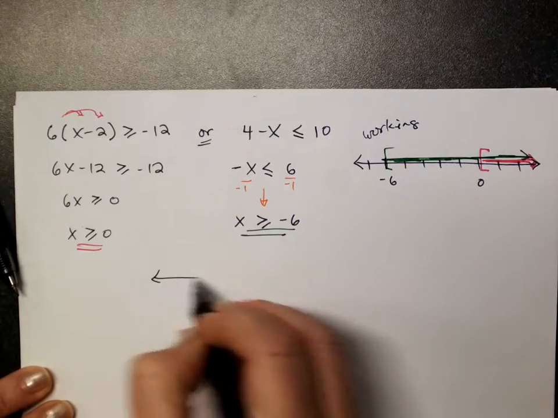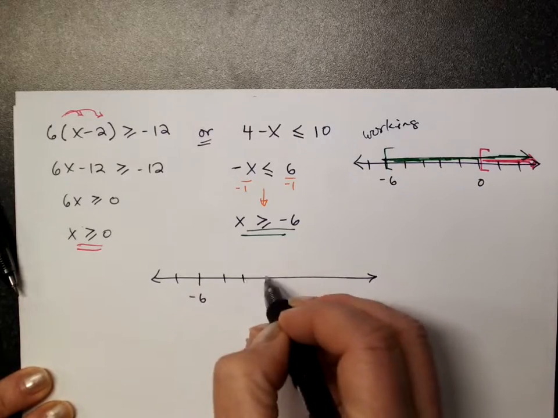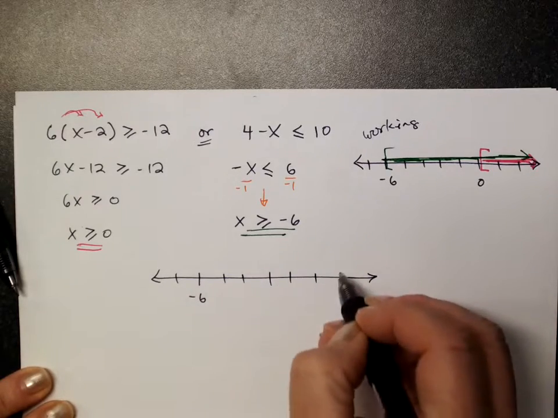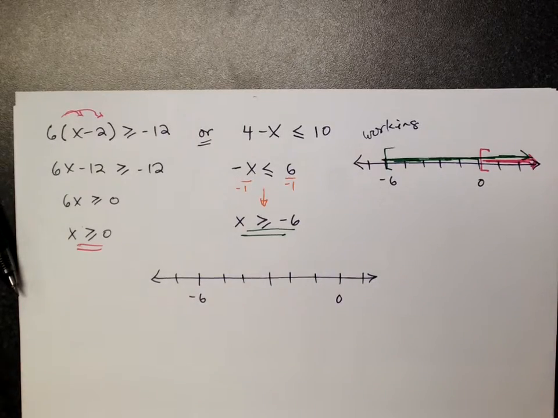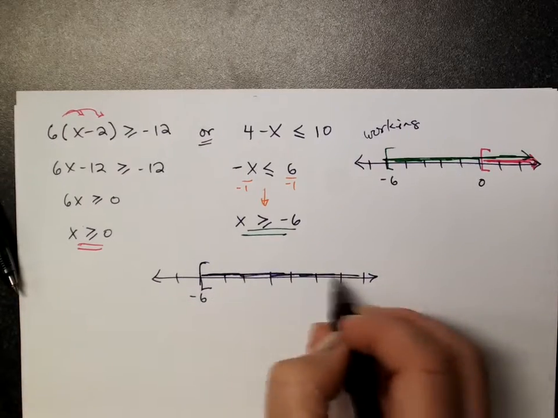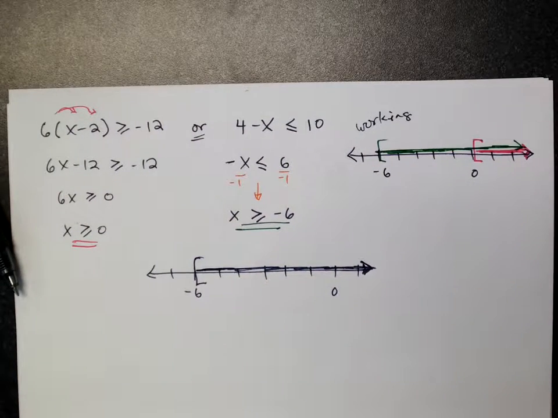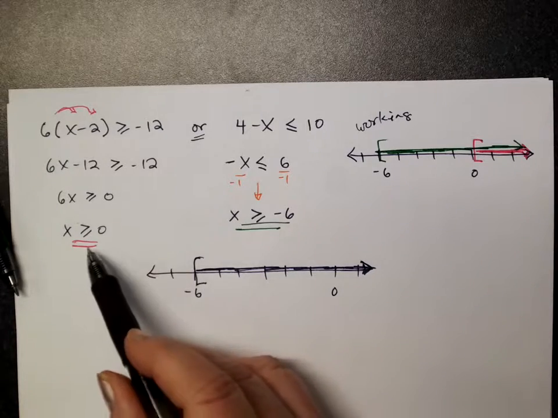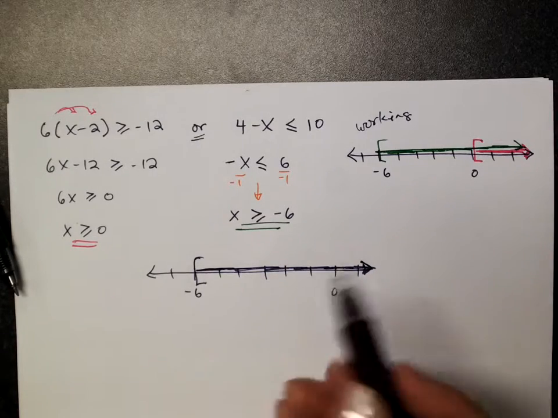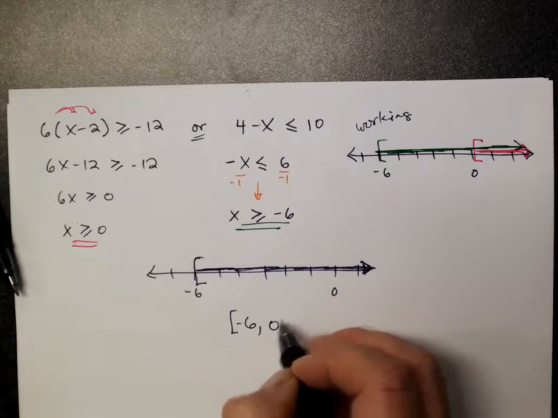Our final graph is from -6 with a bracket. Everything's included up in the direction of infinity. Which sort of engulfs and includes everything that's greater than or equal to 0. To infinity. Yeah.